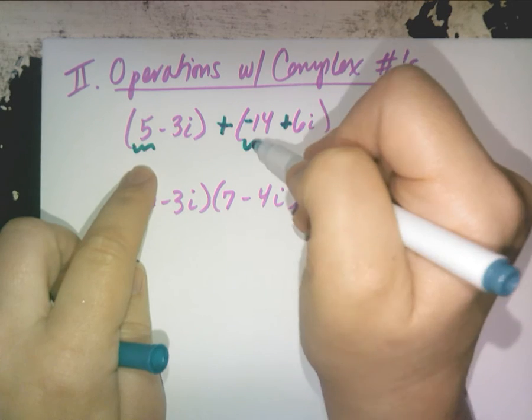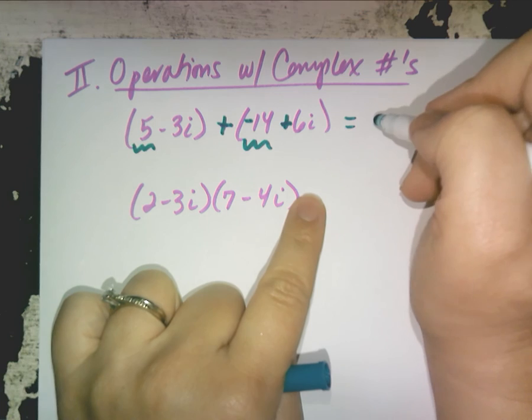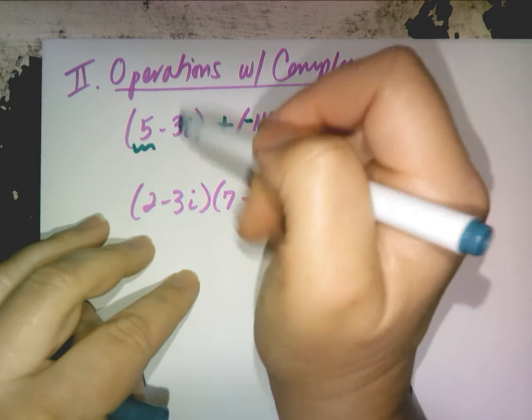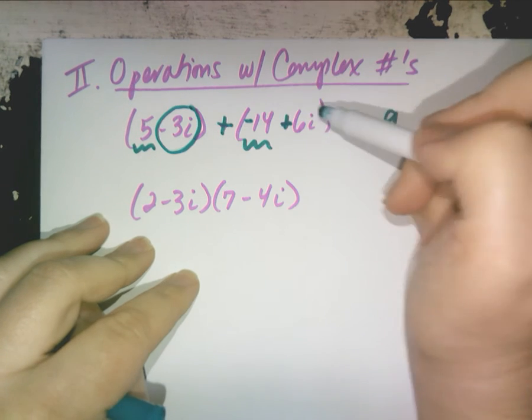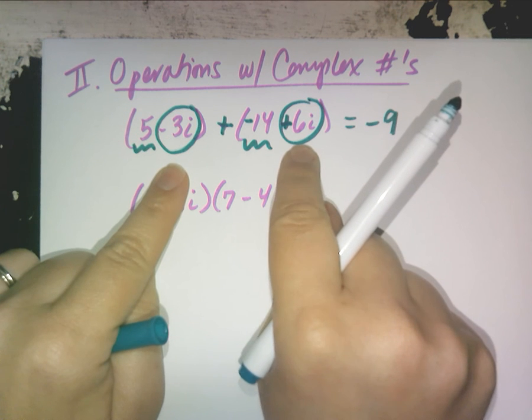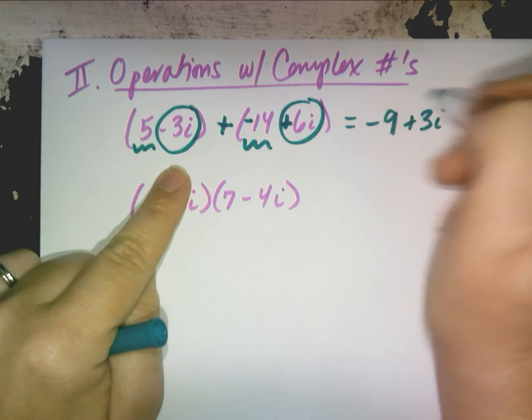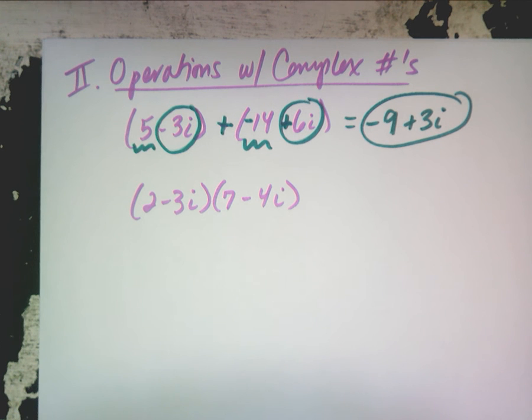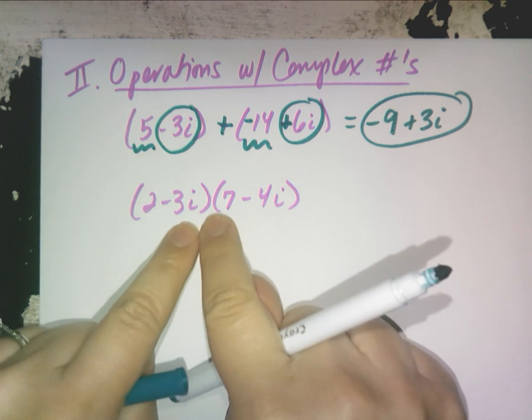But 5 and negative 14, what does that become? Negative 9, okay? And then now put your imaginaries with your imaginary. What's a negative 3i and a positive 6i make? 3i, done. That's it. You'll have questions like this. Easy. All right. But now what do I do if I change it to multiplication?